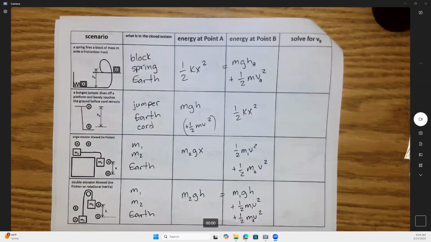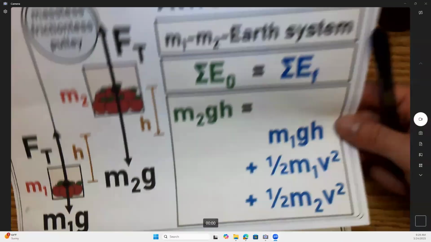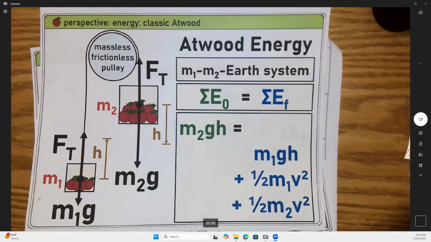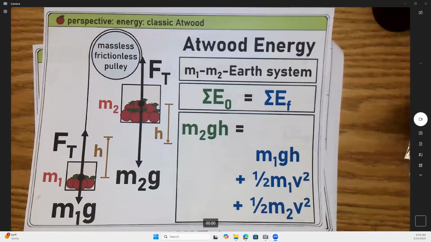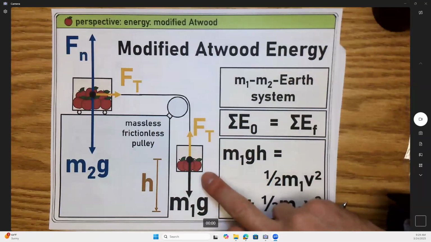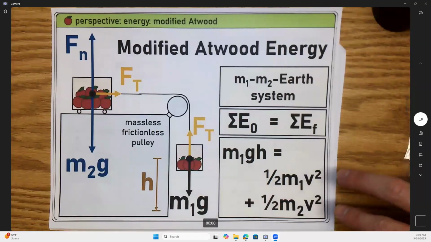I got those right here. So here's the classic and the modified Atwood setups. Here's the classic that we just did a minute back. The large block falling lifts a small block, so potential and kinetic energy. And then here's the one we just did right now. This block falling, and this block might be the small block, but it doesn't matter because one's going to fall. And it's going to give each block motion, kinetic energy.